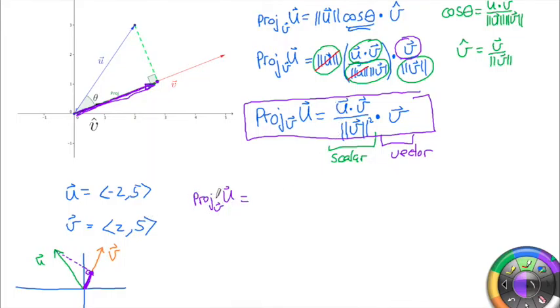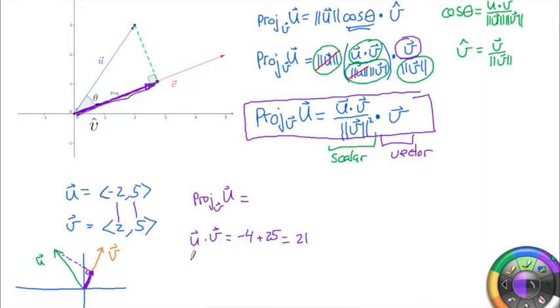Alright, so the projection of u onto v. So we're going to need two parts, u dot v, which is going to equal those two multiplied together, so -4. Those two multiplied together, 25, and add your answers. So this will become 21. And then we're going to need the magnitude of v squared. Now, you could do that v dot v, or you can just square these and leave the square root off.